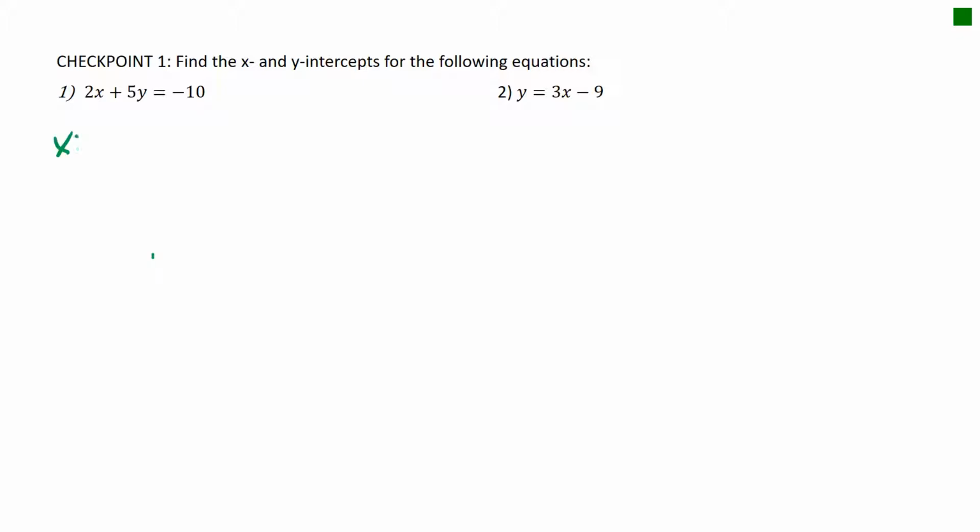Okay, so checkpoint 1, find the x and y intercepts for the following equations. Remember, x-intercept, you're substituting 0 in for y. Y-intercept, you're substituting 0 in for x. And this has an x, has a y, so it's going to have both. This one has an x, has a y, it's going to have both. Pause the video, do the problems. We'll talk about them next time.